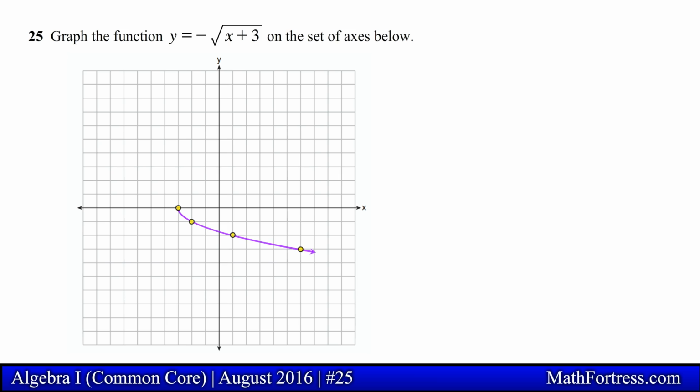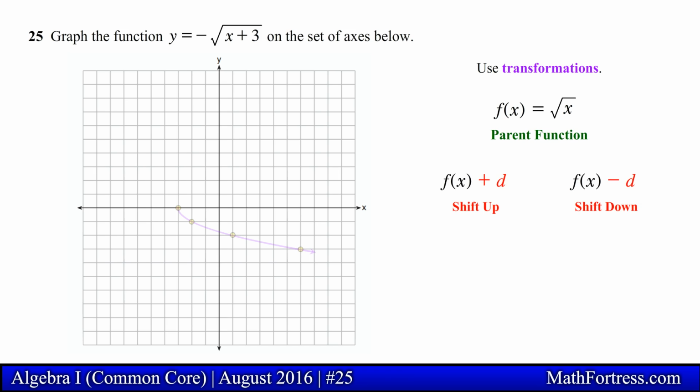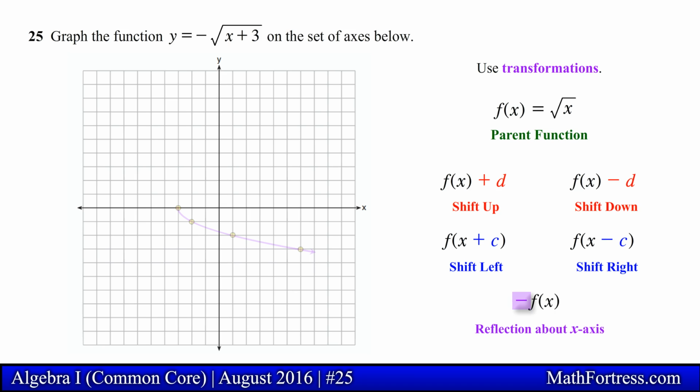An alternative way of graphing the function is to make use of transformations. Recall that a parent function can be used to graph a transformed function. In general, a function can be translated up or down by adding or subtracting a constant to the original or parent function. In the same manner, a function can be translated left or right by subtracting or adding a constant inside the argument of the function. We can also flip the function across the x-axis by multiplying the original function by negative 1.